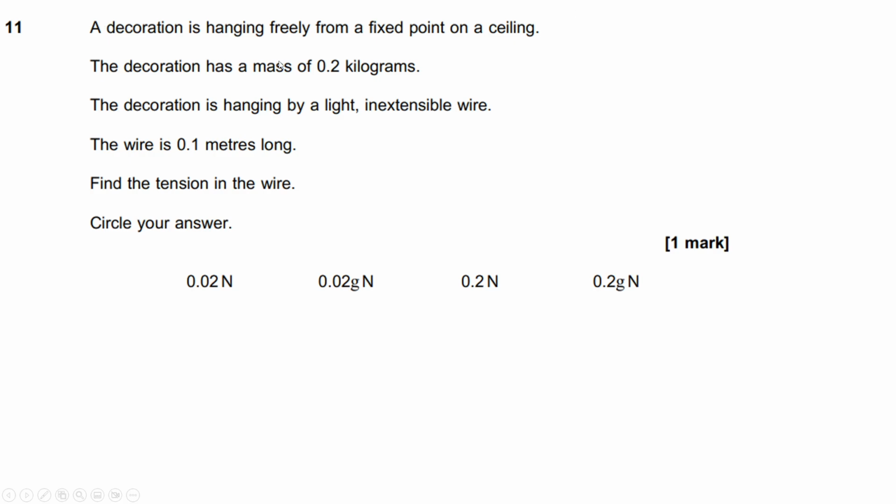We're on to the mechanics part now. Decoration has a mass of 0.2 kilograms, light and extensible wire. We're told about its length. The length doesn't actually affect the tension in the wire. If you just think about F equals ma, there's nothing there to do with length. It's just the mass of it, 0.2, times by the acceleration due to gravity, because it's just hanging. So that would be 9.8 or 0.2 g newtons.